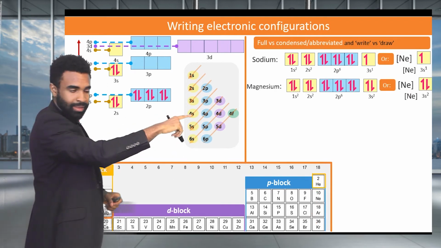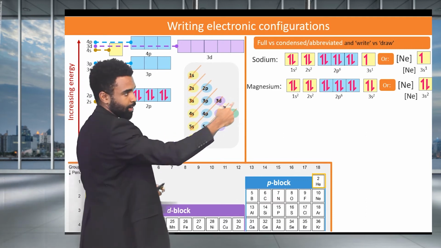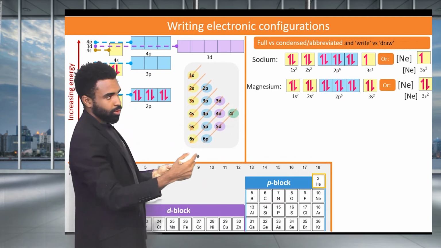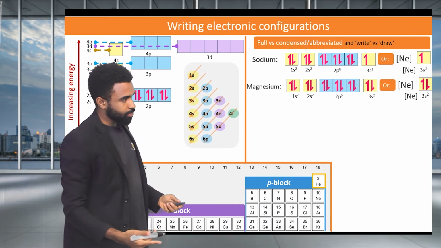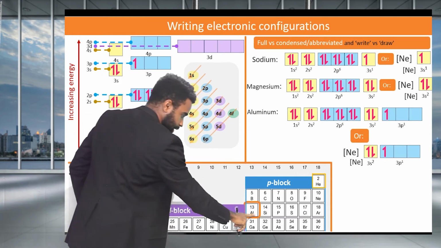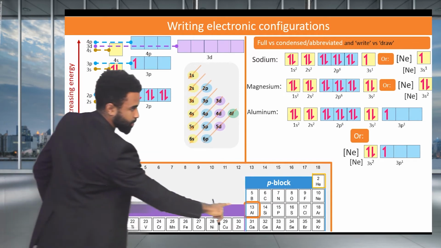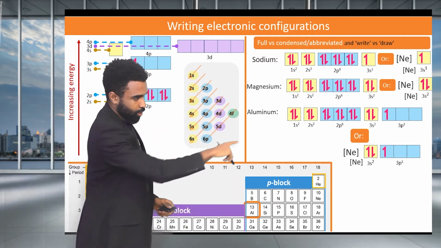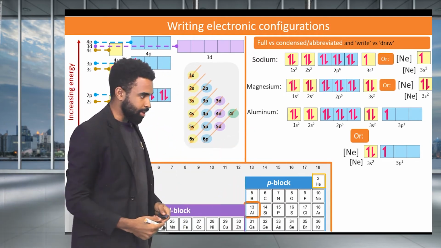For magnesium, that's how you would do it. Okay, so now with magnesium, we're at 3s2 or neon 3s2. Okay, aluminum, we move on to the p block. We're still in period 3, 3p1. Okay, or neon 3s2, 3p1.